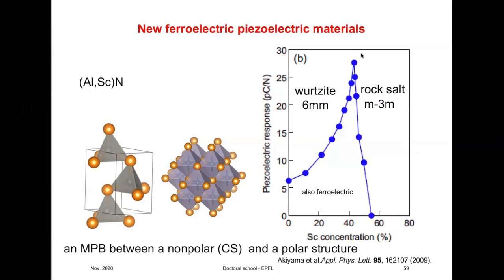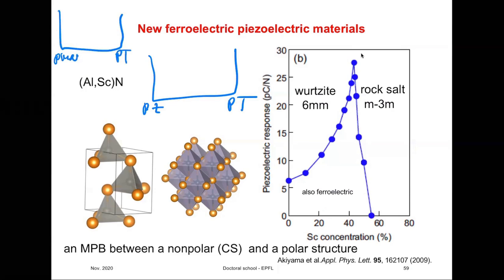So this is very interesting because this material has a different type of a morphotropic phase boundary. You remember the morphotropic phase boundary in PZT or in PMN-PT. They both look something like this. This is rhomboedral, this is tetragonal, cubic, rhomboedral, tetragonal, cubic.